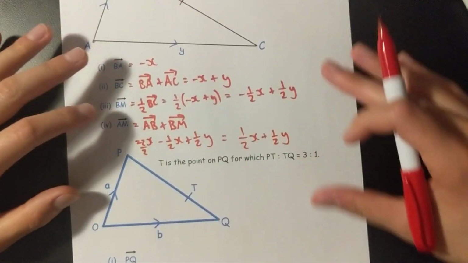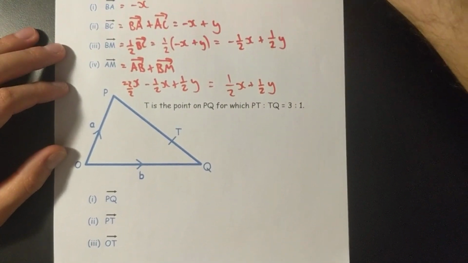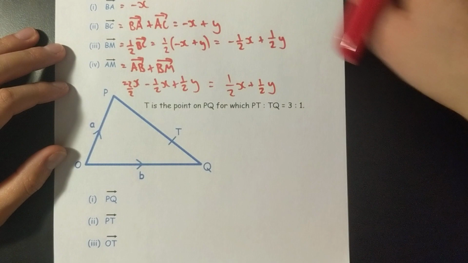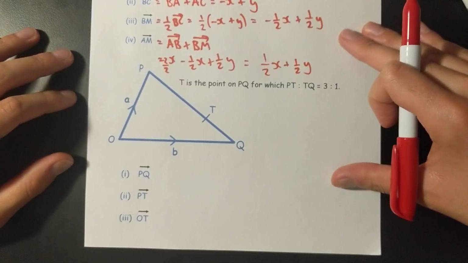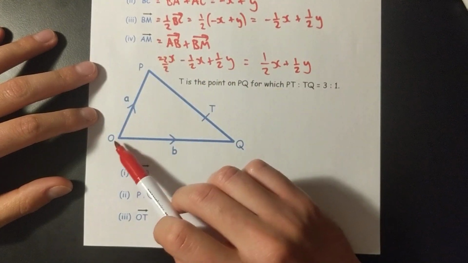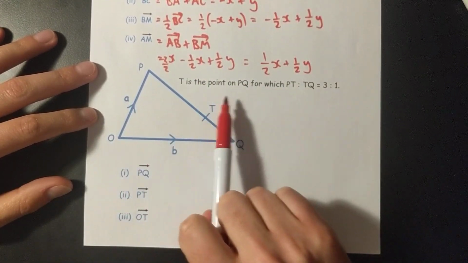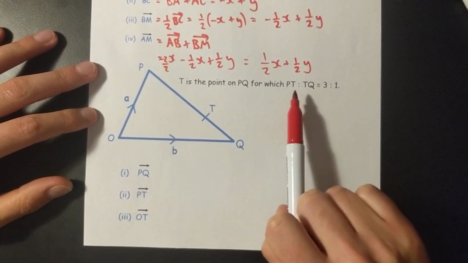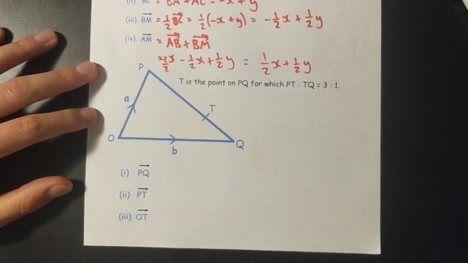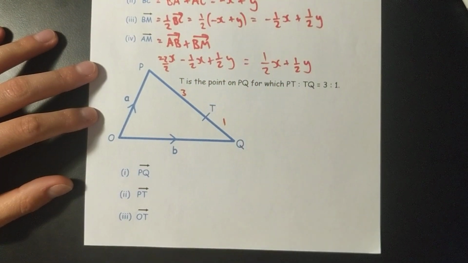Now, still not quite to GCSE level. This question, just a little bit more tricky. I've got here my vectors a between O and P, my vectors b between O and Q, and T is the point on PQ such that PT to TQ is in the ratio of 3 to 1. So this is 3 parts, and this is 1 part.